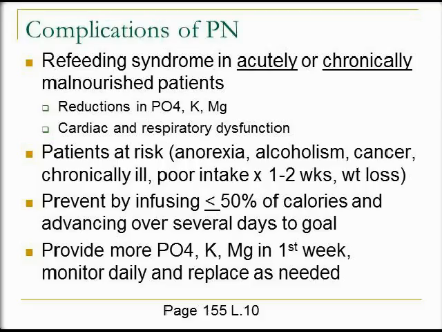Patients with alcoholism can be malnourished but don't necessarily look malnourished. Also cancer, chronically ill patients, again, patients with heart disease, lung disease, poor intake for 1 to 2 weeks, or weight loss. So this is a broad spectrum of patients that can be at risk for refeeding, and you wouldn't want to miss it. You can prevent it by infusing half of their calories initially, and then advancing over several days to their goal. So you don't necessarily start them out at their full calories. You start them lower. Provide more phosphate, potassium, and magnesium, especially in that first week, and monitor daily and replace as needed.